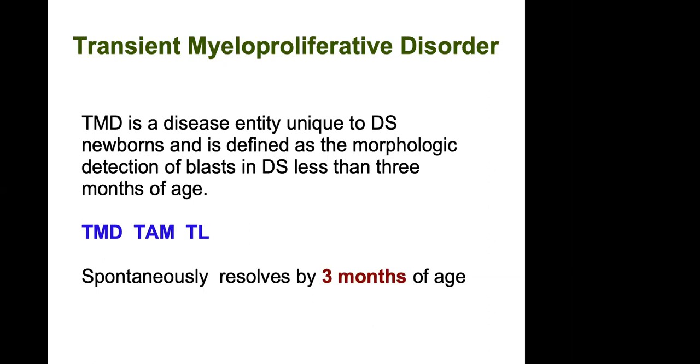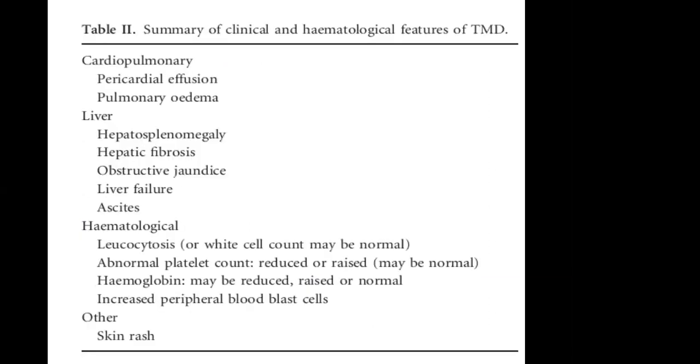Coming to the clinical features of TMD, as we saw in the last units, they may have pericardial effusion and pulmonary edema. They may have hepatosplenomegaly, more of a hepatomegaly, because at this time the liver is the hematopoietic organ, and they may develop hepatic fibrosis. This is the dreaded complication, and they may have obstructive jaundice. There may be liver failure or ascites.